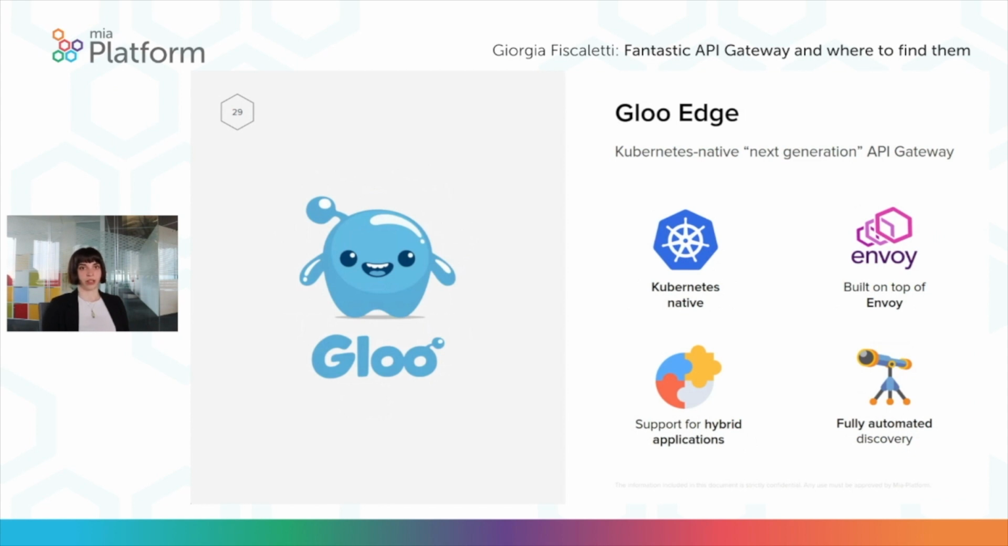Then it provides support for hybrid applications, meaning that it can be integrated smoothly in applications using many different technologies, from orchestration to virtualizations, containerizations, and so on. Then, finally, it comes with fully automatic discovery, similarly to Traffic. So this means that we can either choose to write all the routes manually to our underlying services, or we can let Glue do it for us.